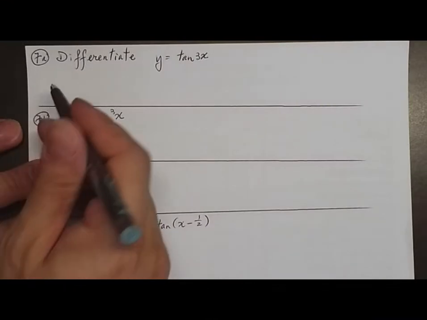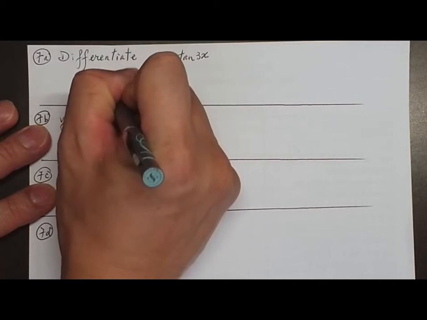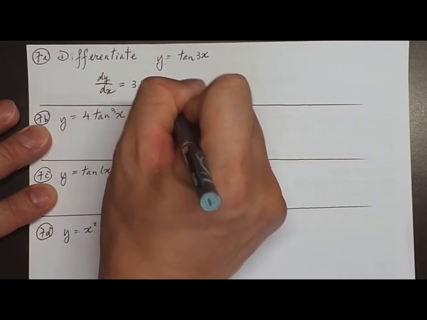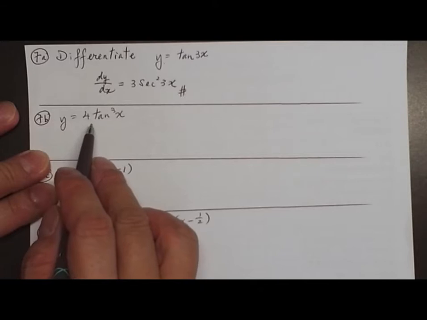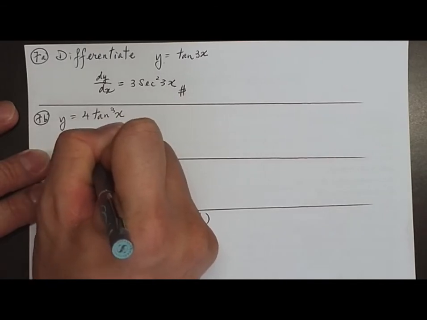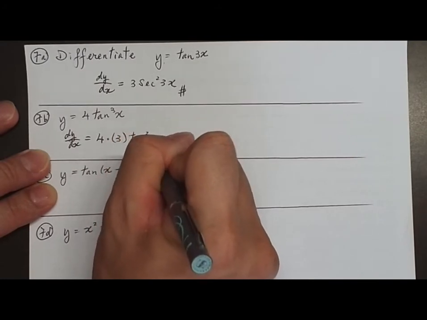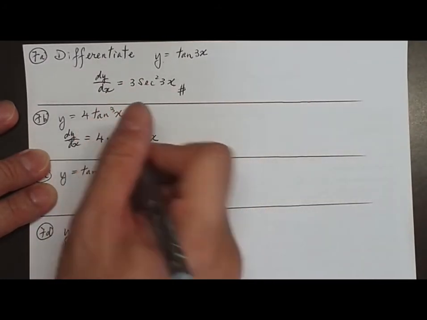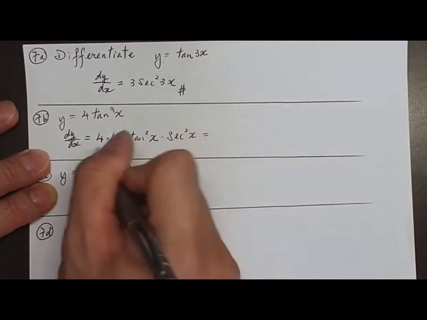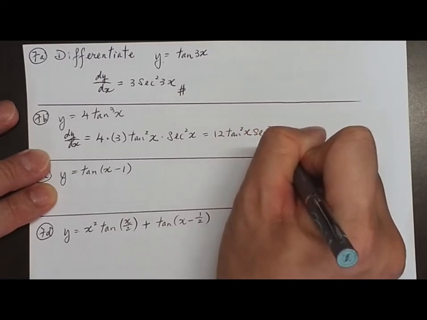Let's do it. Question 7a, differentiate if y equals tangent 3x, and dy by dx is equal to 3 secant squared 3x. And b, if y equals 4 tangent cubed x, so dy by dx is equal to 4 multiplied by 3 tangent squared x. And we have to differentiate tangent x as well, so it's multiplied by secant squared x. And this is equal to 12 tangent squared x secant squared x.